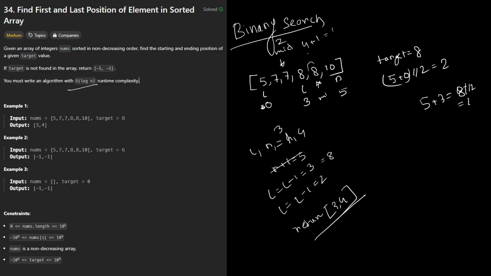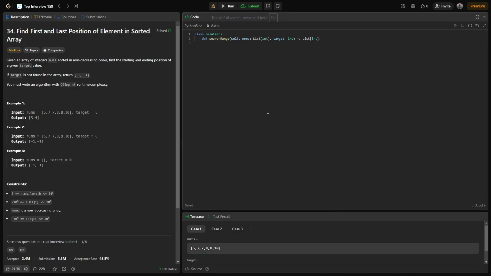Now let us jump to the Python solution. So the first thing that we're going to do, right, we are going to create our left and right pointer, which is going to be 0 comma length of nums minus 1. So while our L is less than equal to R, we're going to find the mid. So mid equal to L plus R divided by 2 to get the integer value.